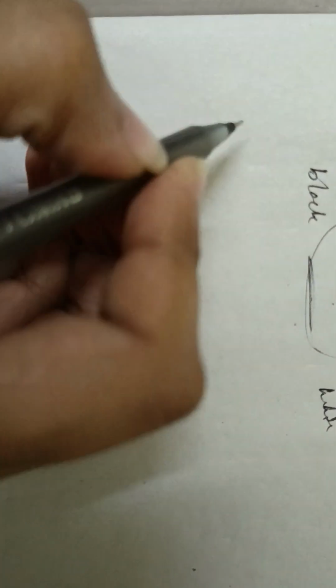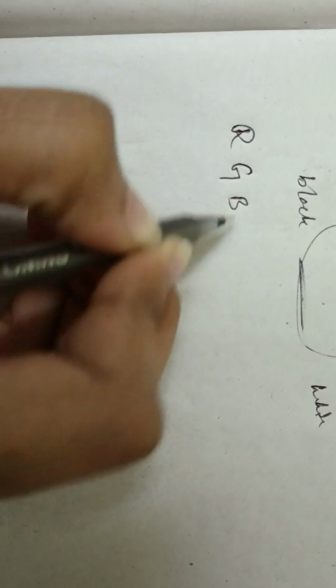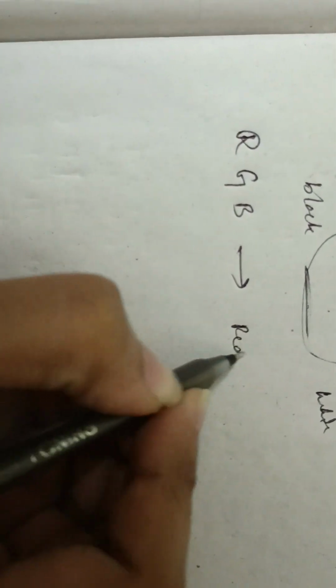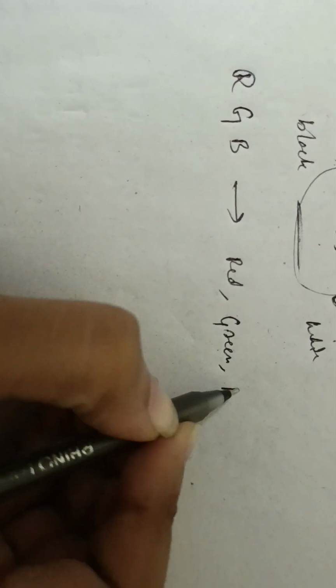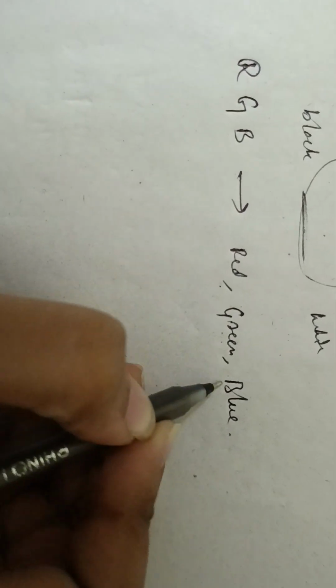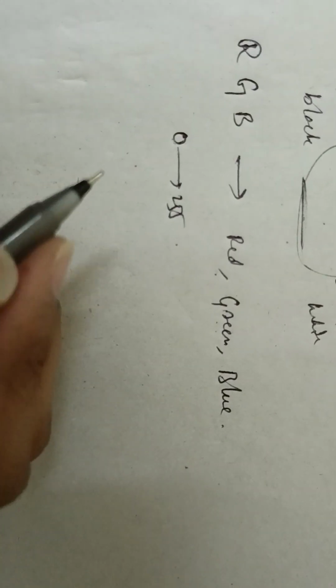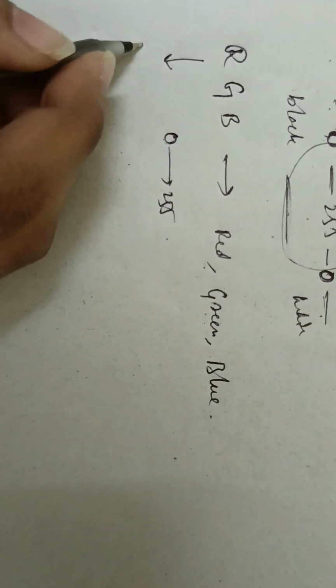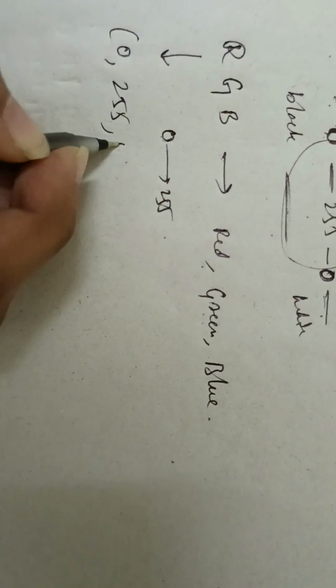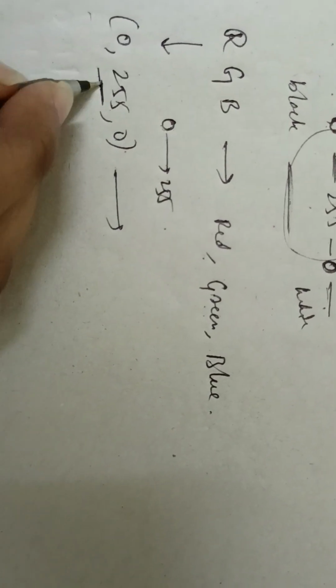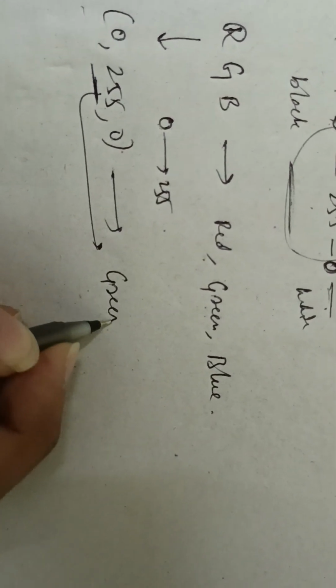Now we will learn about RGB, which stands for red, green and blue, each having its own intensity level from 0 to 255. For example, we represent this RGB as 0, 255 and 0. This simply tells that the picture displays only green color.